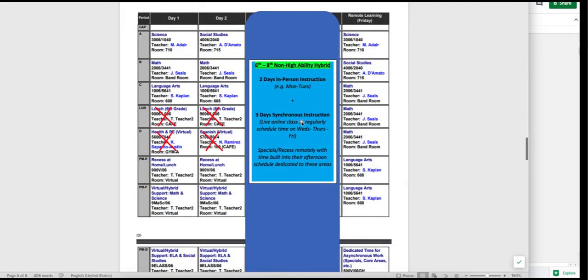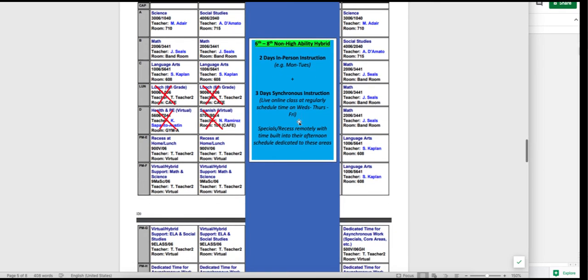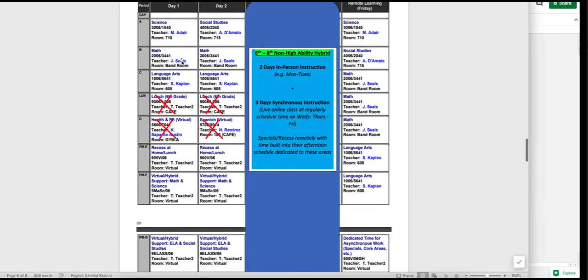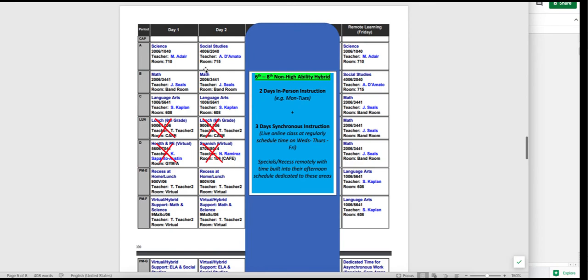So now we have a 6 to 8 non-high ability hybrid kid. In this case, on day 1, the student has science, math, language arts. Day 2, social studies, math, language arts. And again, lunch and the specials are crossed out because we won't have those. So let's say this was a Monday, Tuesday cohort person.